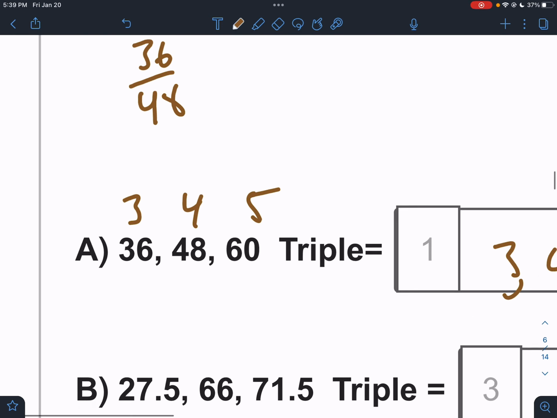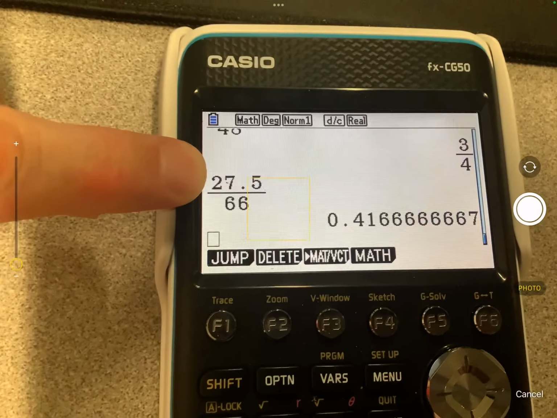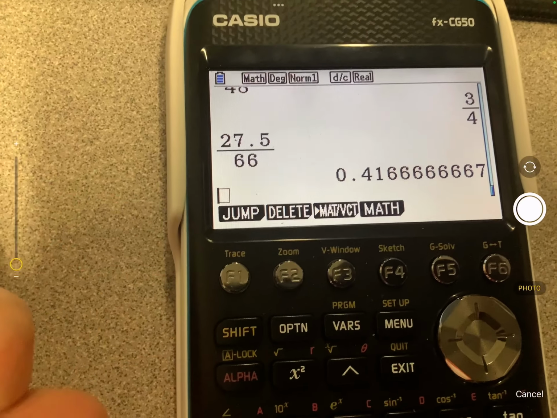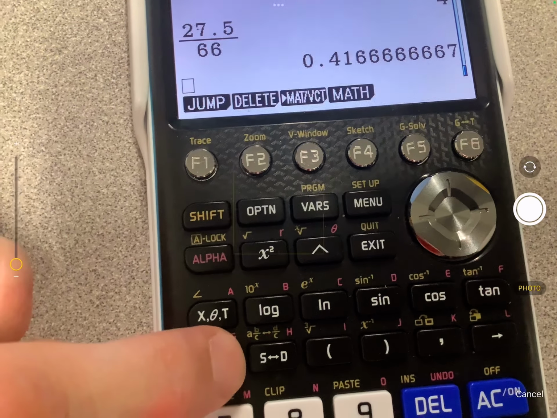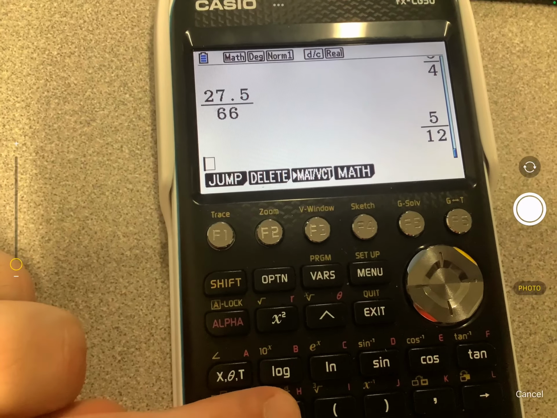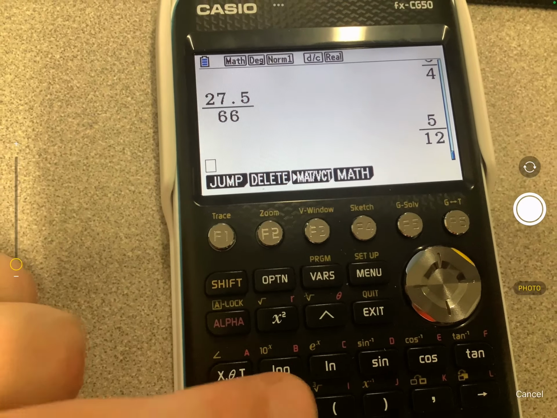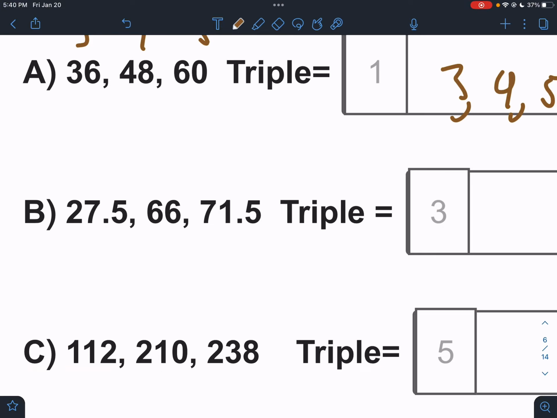So what about this one? What could I type into my calculator for B? Because that's kind of funky. 27.5 over 66. So watch this. When I type it in, because there's a decimal on top, the calculator thinks I want decimals. So to change that, we hit this SD key, simplified to decimal, and it's going to go back to simplified. This reduces to 5/12. So what triple is this going to be if it reduces to 5/12? 27.5 over 66 is 5/12.